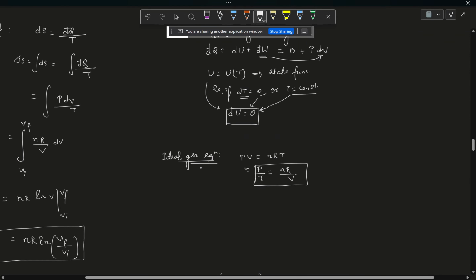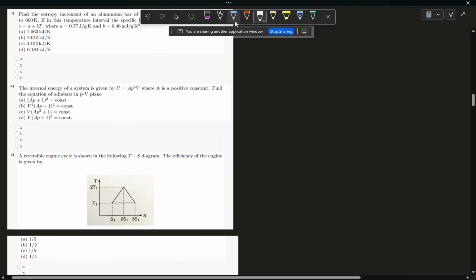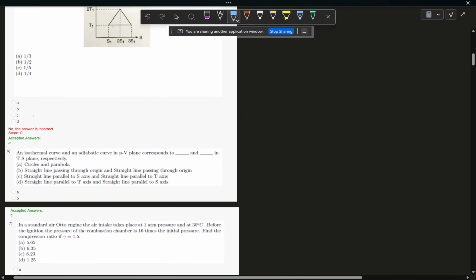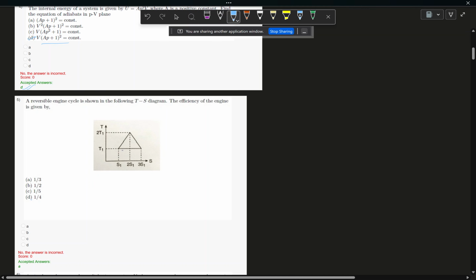Let us go and match whether our answer comes out right or not. So this is option number D: V (A p plus 1) whole squared equal to constant. So this is also the accepted answer. So our formulation is correct. Now move on to question number 5. Okay.